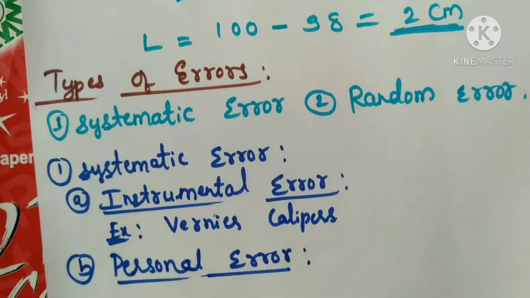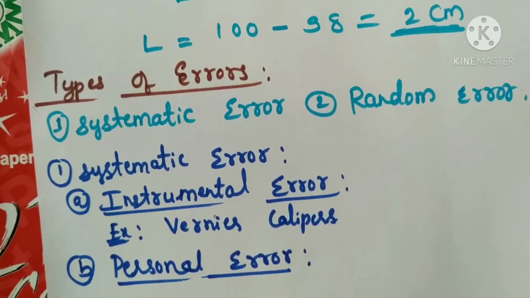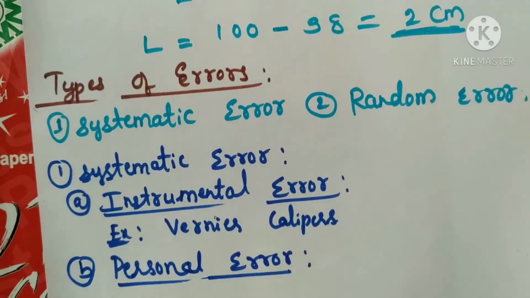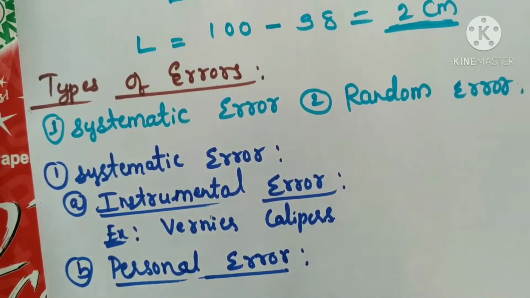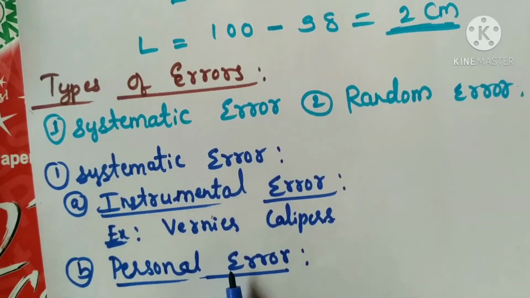Personal error means the errors are caused by the carelessness of an observer. From the name itself we can tell the meaning. Personal error means the observer, the person doing the experiment, because of his carelessness, the errors occur. That is personal error.